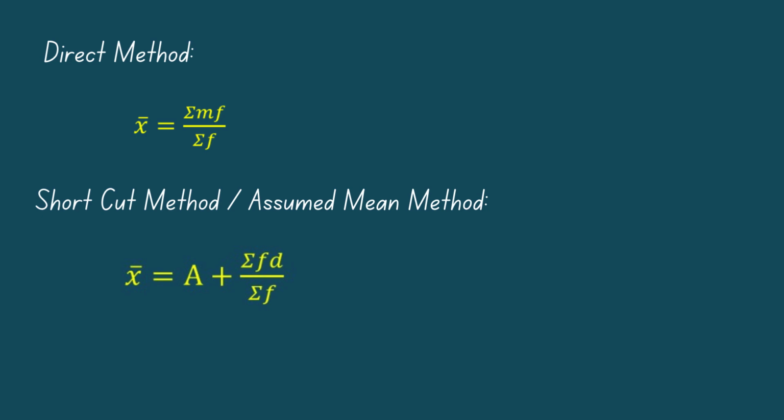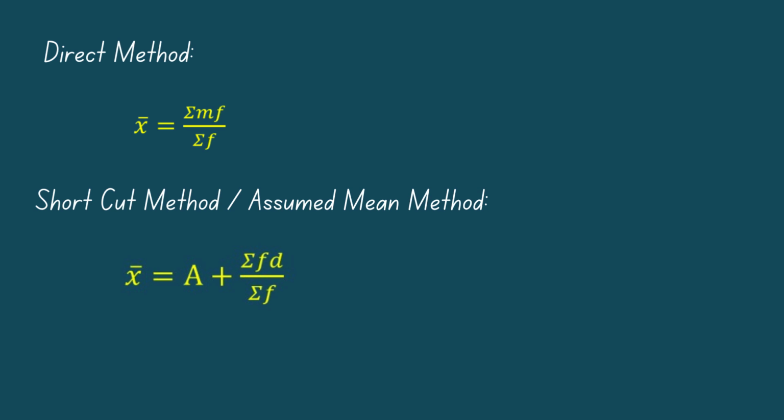Both methods will give you the same answer. The direct method is more straightforward, while the assumed mean method can save you calculation time with large numbers. In this video, we'll use the direct method for all our examples. But remember, the assumed mean method is always an option you can fall back on.